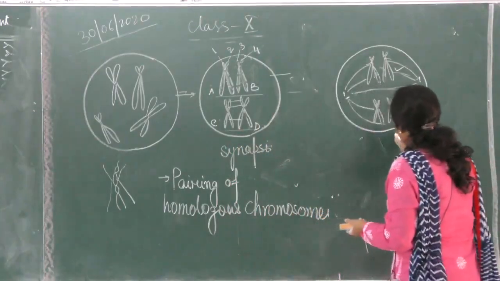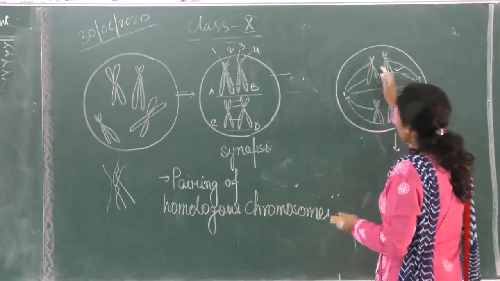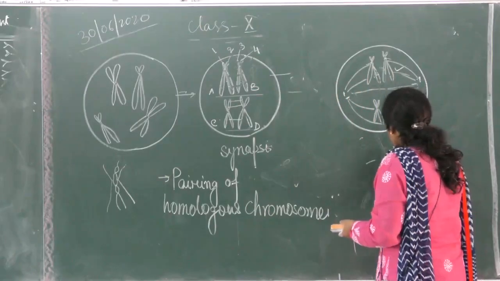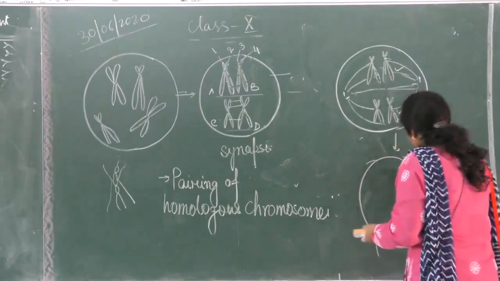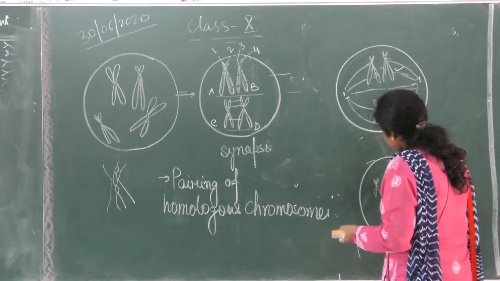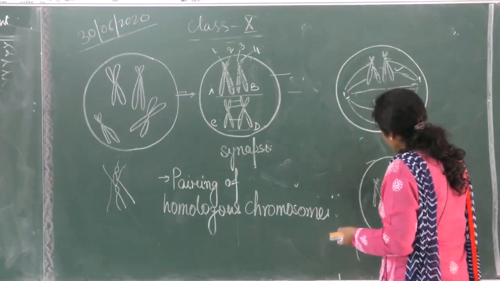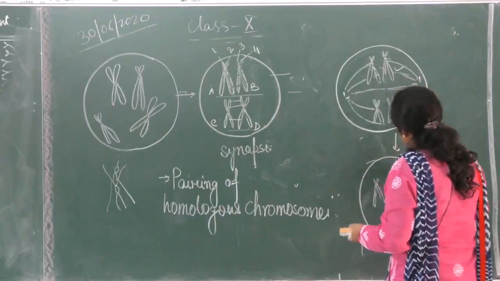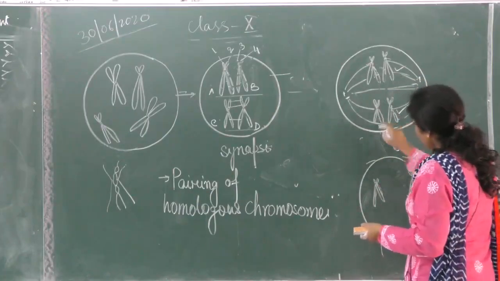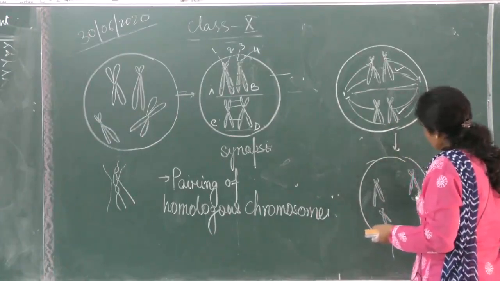So what happens after this? One set of chromosomes goes towards this side, the other set of chromosomes comes to this side. So what do we see here? Here we see that this one acrocentric comes to this side, the other acrocentric goes to this side. Okay, one metacentric comes this side, the other metacentric goes this side.